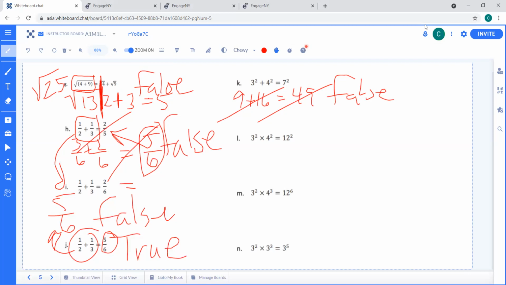Let's work over here now. 3 squared is 9 times 16. Does that equal 12 squared? Well, 9 times 16 is 144. And I know that 12 squared is 144. So that works.